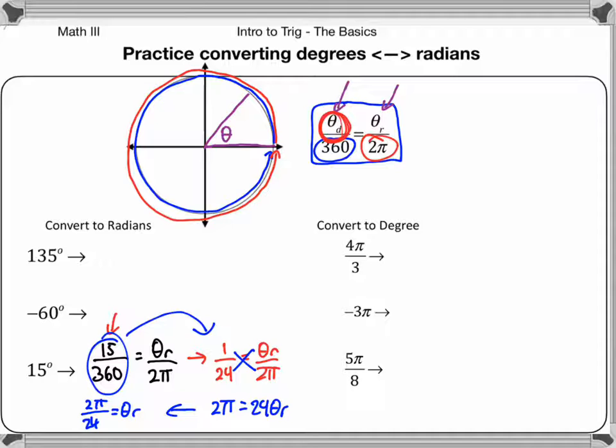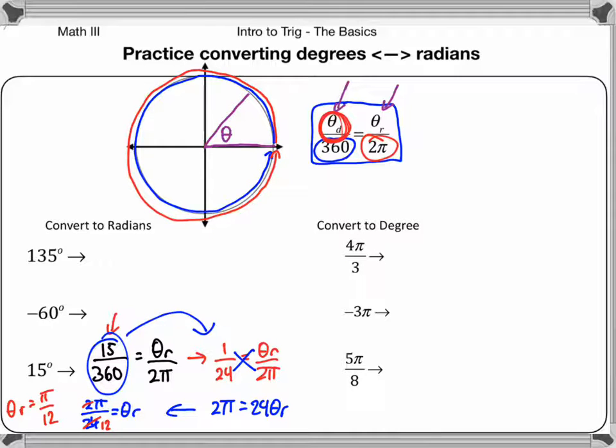And then this is going to cancel. 2 goes in the 2 once. 2 goes in the 24 12 times. So theta r is going to equal pi over 12. Okay, so that is going from degrees to radians. So let's take a look at going from radians to degrees.